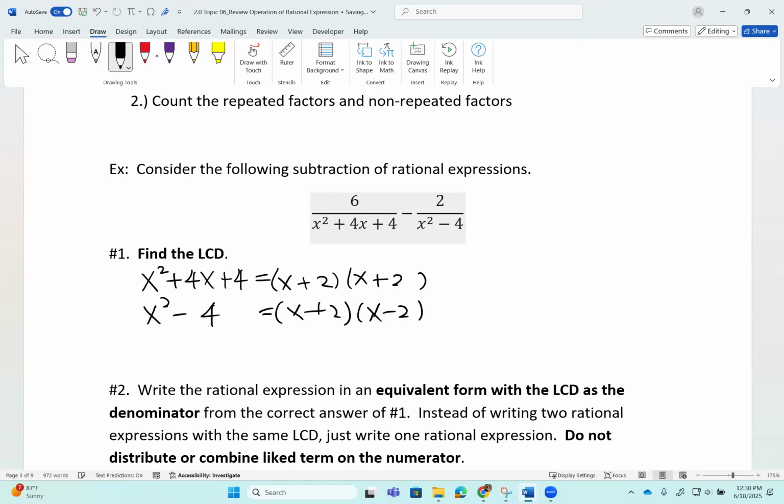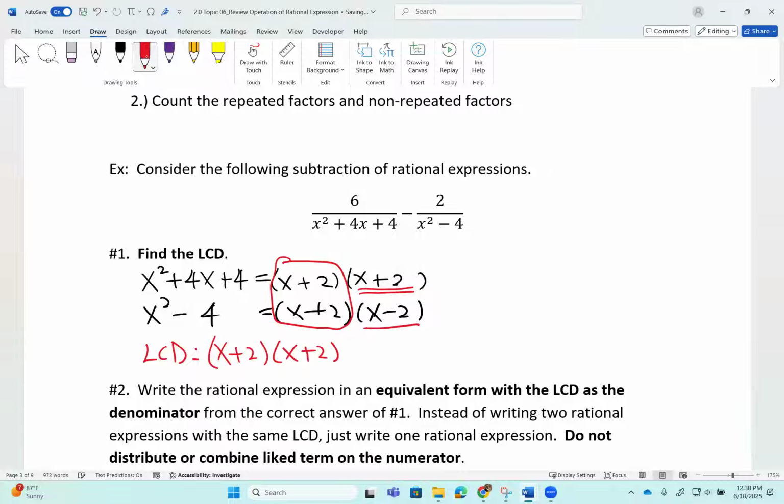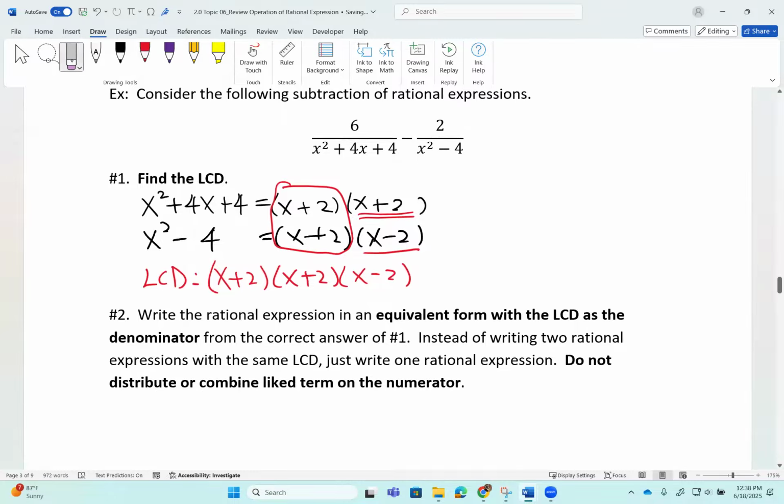So when it comes to counting the LCD, we will count the repeated factor between the two denominators. The x plus 2 repeated, count that one time. This x plus 2 did not repeat, count it one time. This x minus 2 did not repeat with the other denominator, we count it one time. So this is my LCD. Okay, now I'm going to erase some of these markings. So now comes the tricky part.